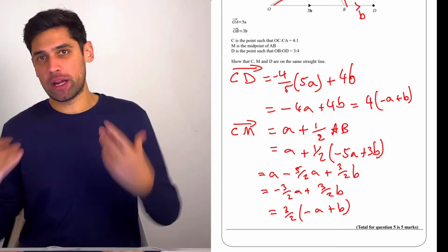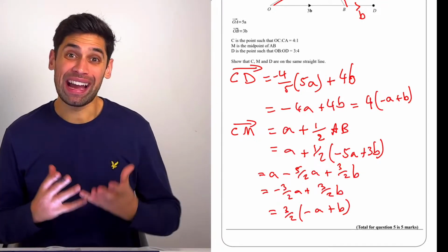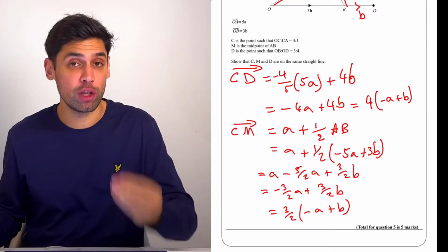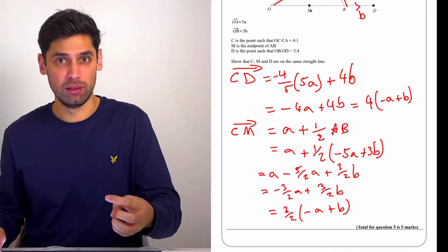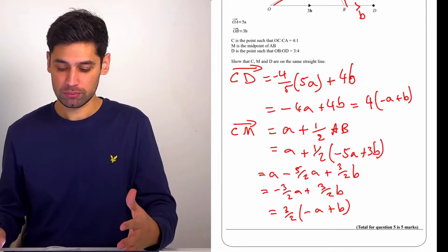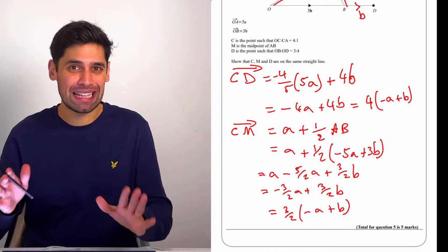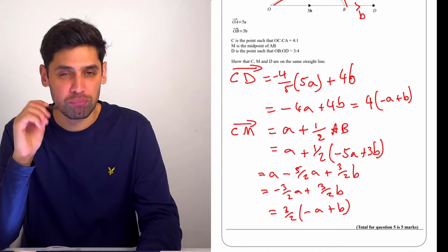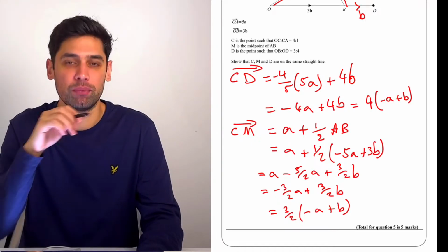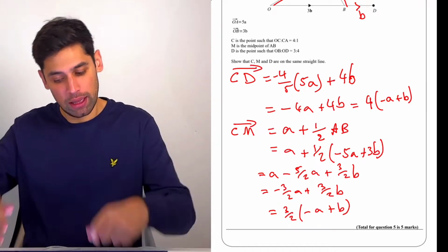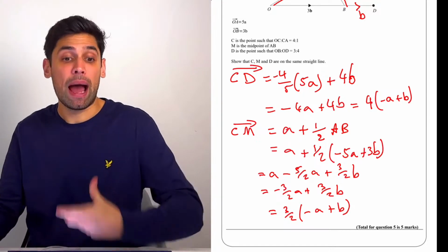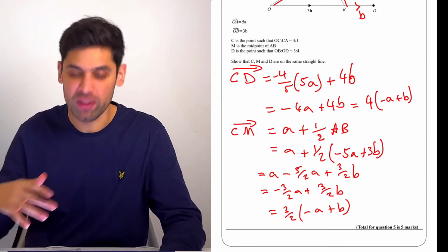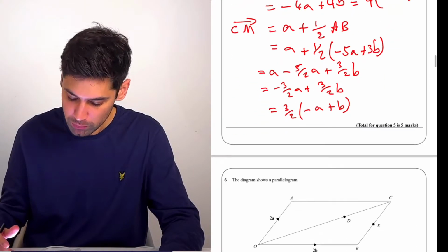So generally when we have answers that require explanation, my advice is as long as you're showing that you know what it means, the examiner will accept it. There's no way you can know exactly the keywords the examiners are looking for, but if the examiner's looking at this and thinking, this person knows what they're talking about, then you're going to get the tick. So these vectors are multiples of each other and both go through the point C, therefore they are on the same straight line. That's how you do it.